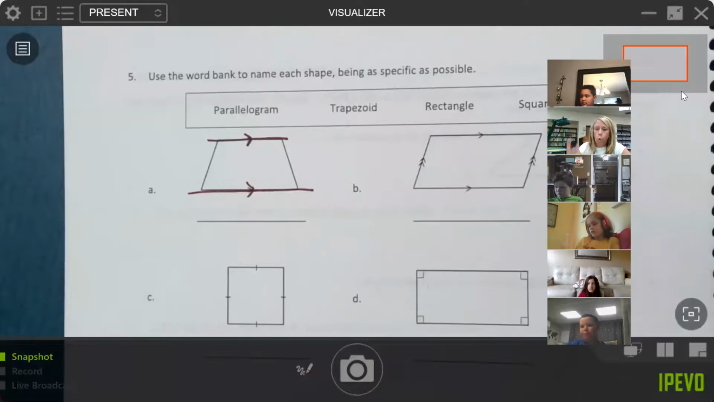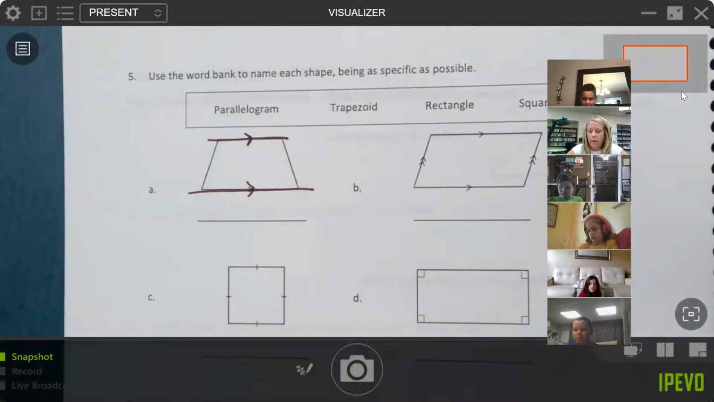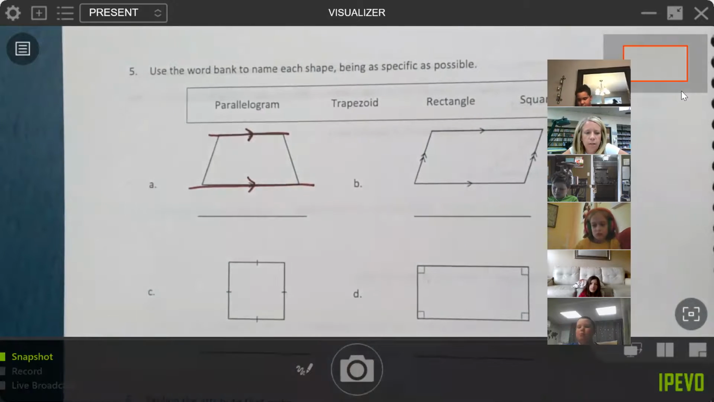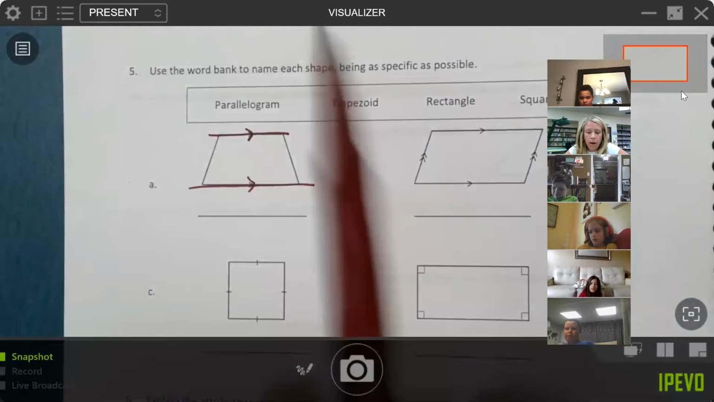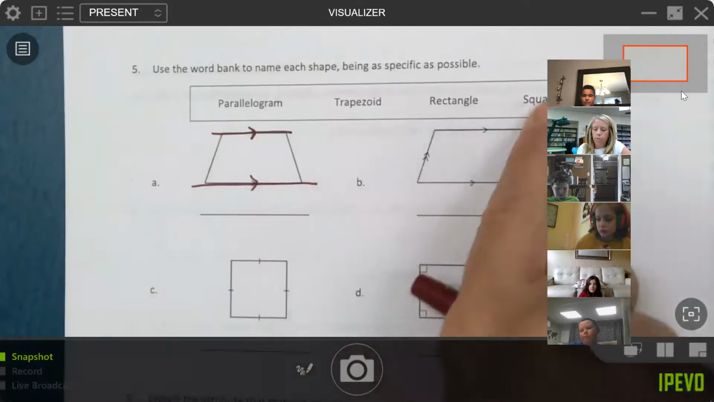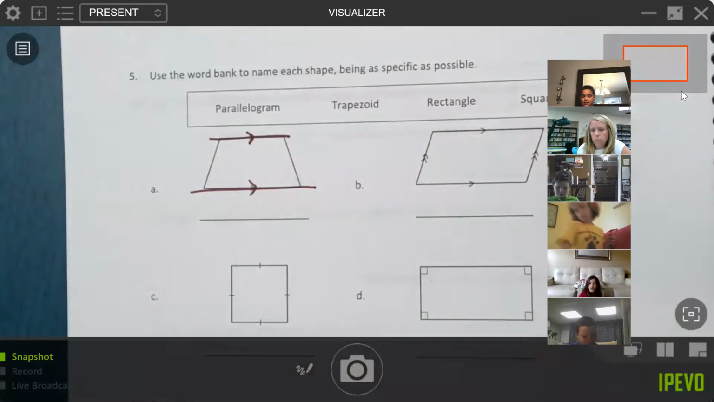Okay, so we already said there's one pair of parallel sides. What else could you say is a characteristic of letter A? Come on, this one's really obvious. It's a trapezoid. Well, I don't want you to name it yet. Giving the name isn't a characteristic. One pair of parallel sides is a characteristic. What else is special to letter A? 4 sides. There you go, 4 sides. So out of these 4 terms, which one fits best? Trapezoid. There you go.